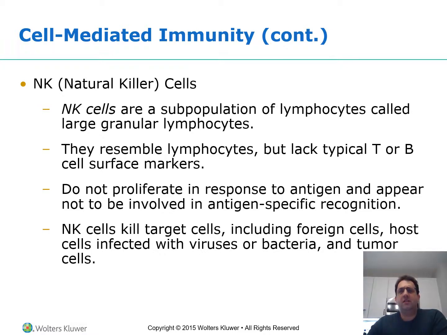Natural killer cells are a type of lymphocyte. They're granular. They resemble lymphocytes, but don't have the B or T cell surface markers, and they don't proliferate in response to an antigen. They appear not to be involved in antigen-specific recognition. They just look for stuff that isn't right, and they kill it. And in fact, these are the cells of your body that are looking for tumor cells and getting rid of them, so that even though all of us have precancerous cells growing in our body at all times, most of us aren't going to develop cancer.